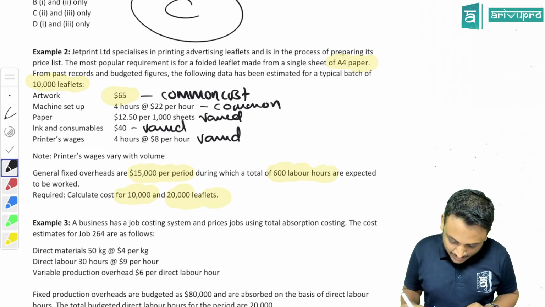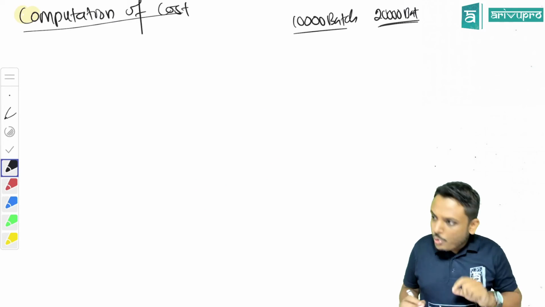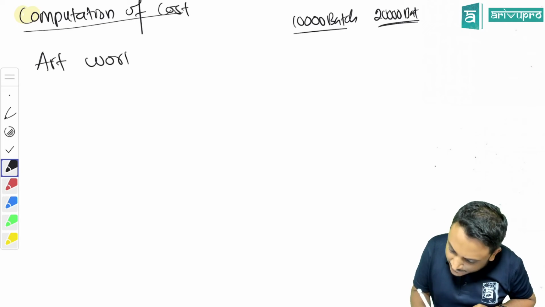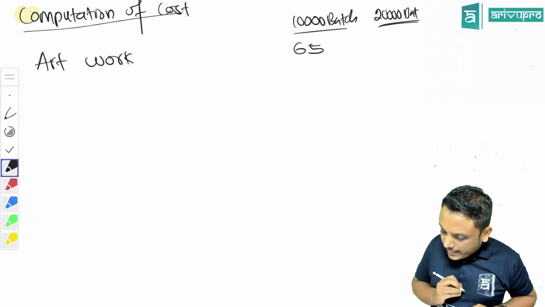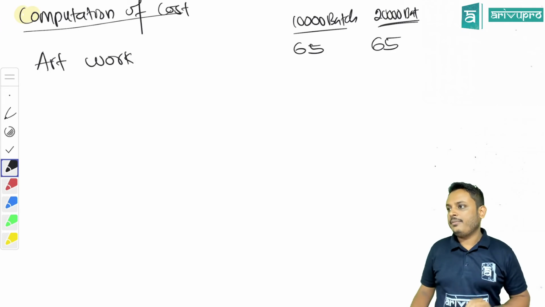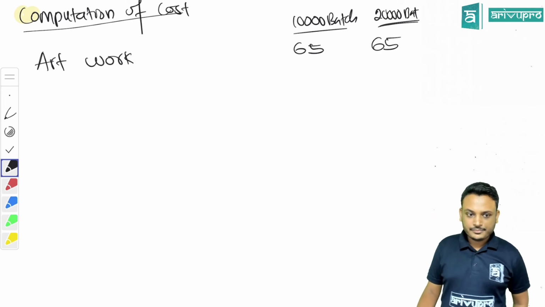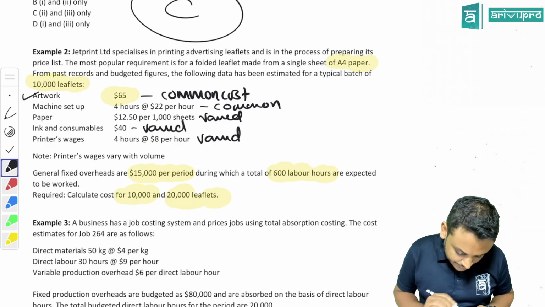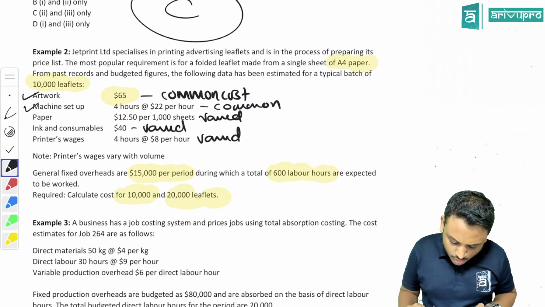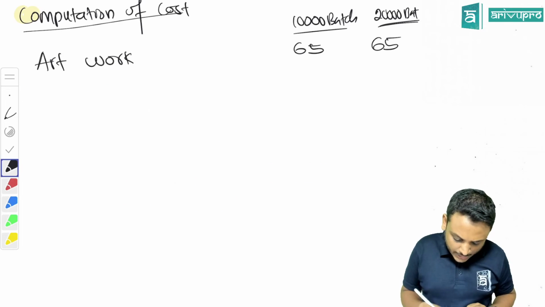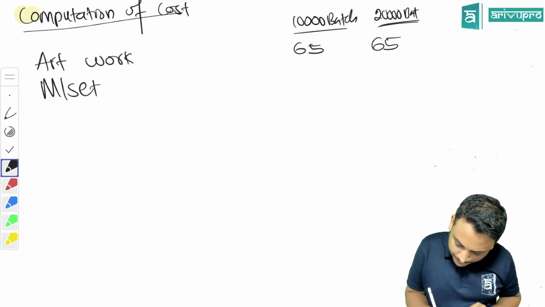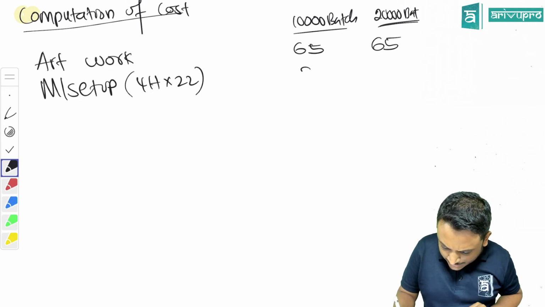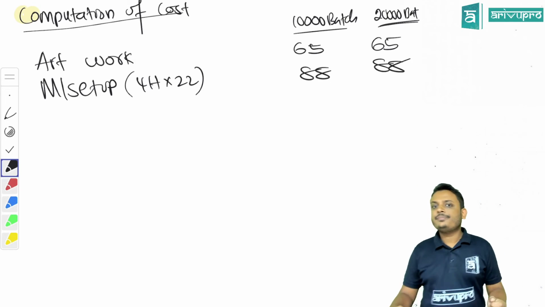Okay. Now, artwork. Let's move one by one. Artwork. Is it a common cost or a different cost? Even 10,000 we spend 65. Even 20,000 we spend 65. Correct? Write down. What is the second cost? Machine setup. 4 hours 22 per hour. Once you set up, you can print any number. 88, 88. Copy this.